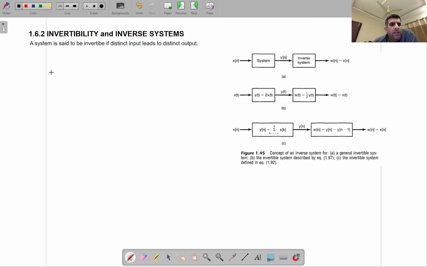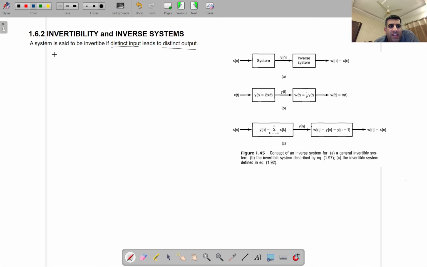Hello everyone. Now let's look at another important property, which is called invertibility. Our system is going to be referred to as an invertible system if distinct inputs lead to distinct outputs. So what does that mean? This basically means that for each input there is going to be a unique output, and it's not possible that for two different inputs the output is the same.